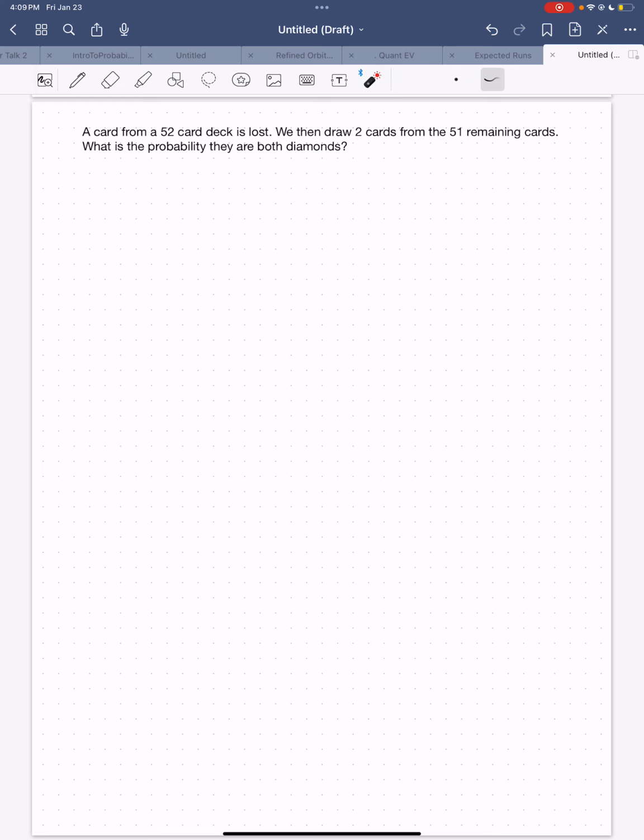So this first sentence, a card from a 52 card deck is lost. It sounds like relevant information, and I guess in some sense it is, but in most senses it isn't, because since you're only drawing 2 cards, that lost card might as well be on the bottom of the deck, right? Like, it doesn't matter that the card is lost. It could have been any card, and so it being lost is equivalent to it being on the bottom of the deck because it's a completely random shuffle.